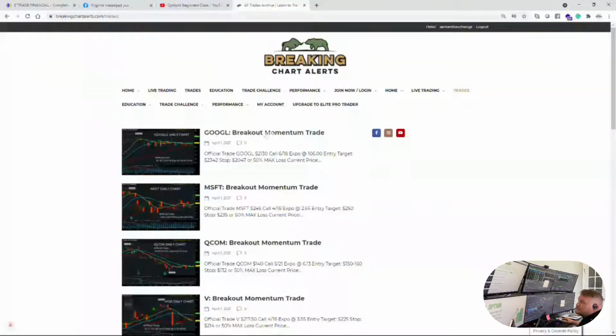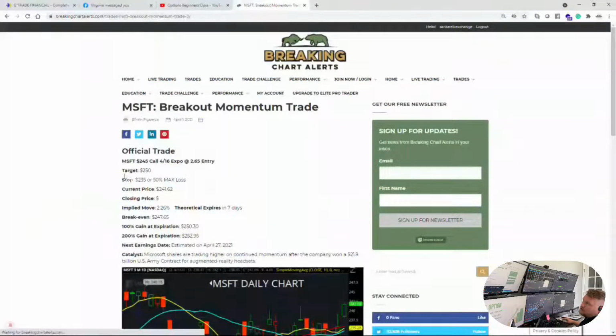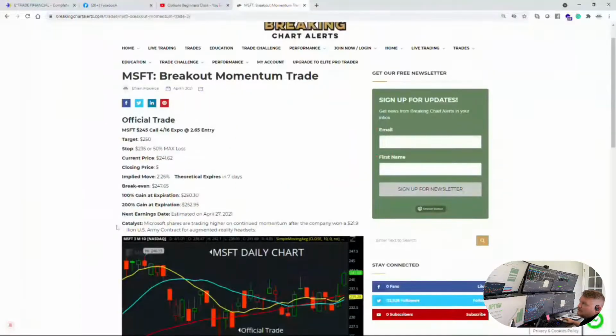So you could go to one of our trades here, Google breakout momentum trade, right? You can pick this up here. We'll look at the Microsoft trade. So here is our target. Here's our stop. It gives you the current price. It gives you the implied move for 7 days. Our break even. Where do we have 100% gain at? Where do we have a 200% gain at? When is the earnings? And then we also like to go over the catalyst. Why are we jumping in that stock?